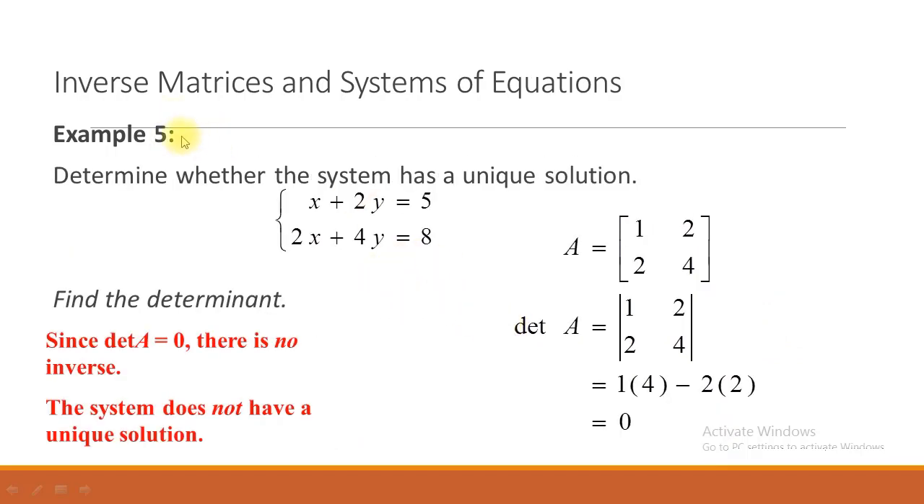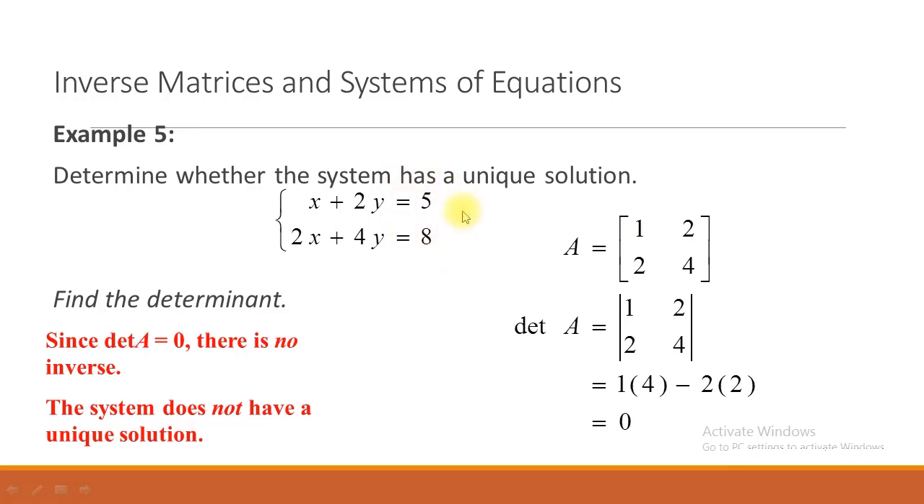Now let's move to example number 5. Determine whether the system has a unique solution. This is a system of two equations. To check whether this system has a unique solution, first of all write the system in matrix form.